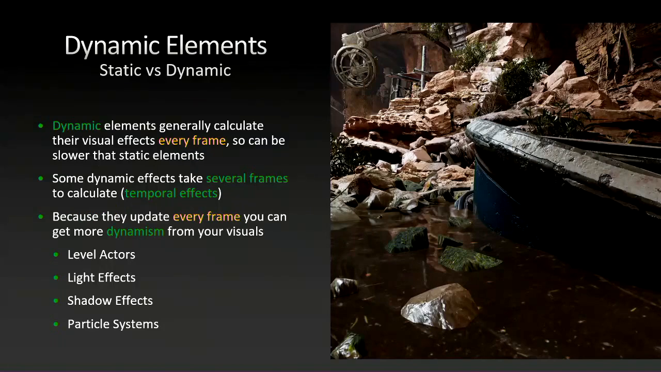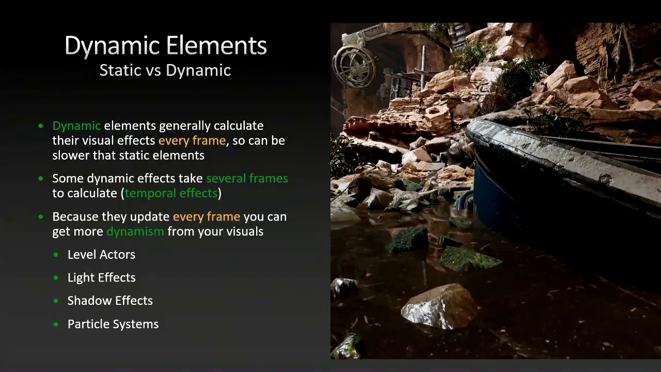Okay, we're not doing too bad. So dynamic elements generally calculate their visual effects every frame. So they can be slower than static effects, because the computer's got to do all that work to calculate all these dynamic elements. And some dynamic effects can actually take several frames to calculate. So you'll start hearing the word temporal a lot in rendering. That just means it takes time. It can be a time of 1 frame, it can be the time of 5 frames, it can be several seconds for certain effects to resolve or to calculate.